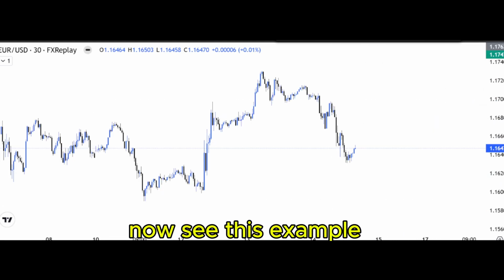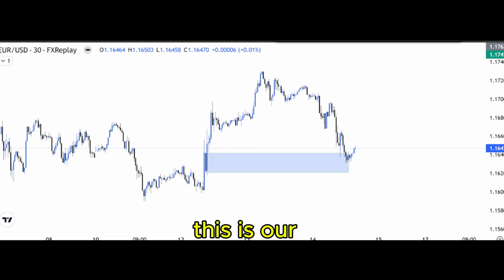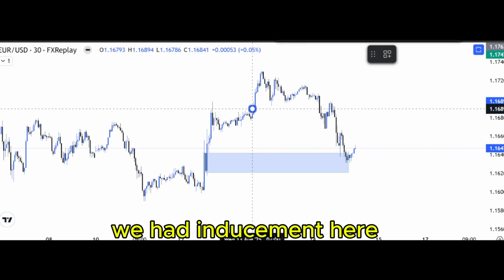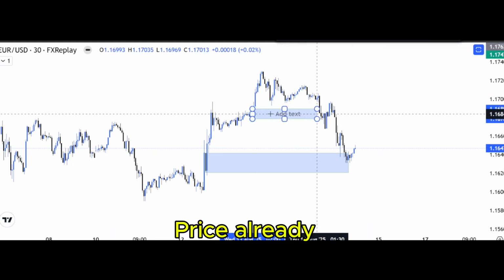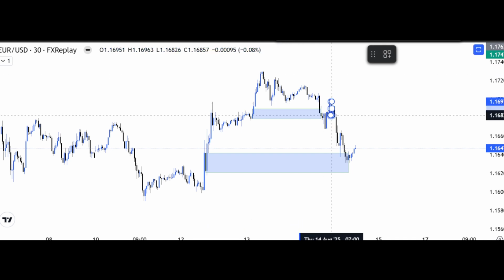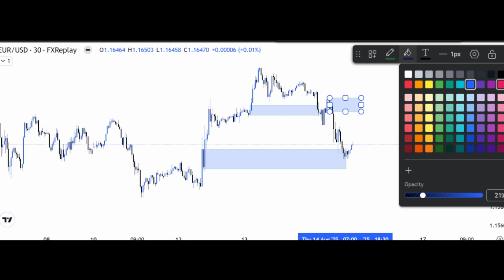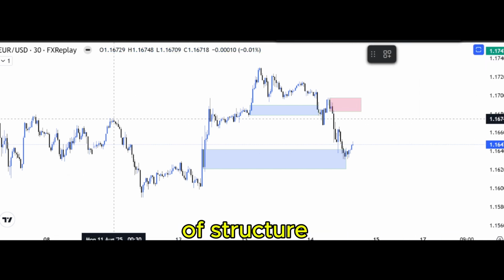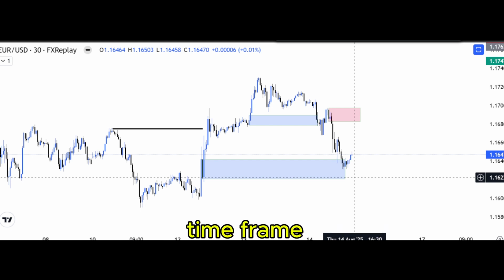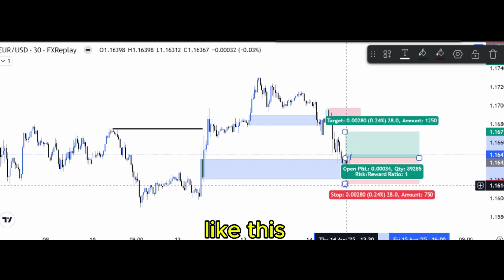Now see this example. What you will do is, step one, mark the higher time frame zone. This is our demand. You can also see we had inducement here. Price already induced, leaving behind a fake supply. This is our breakout structure. As you can see, there are two ways you can enter. Either you can go to lower time frame to look for change of character, or just enter on the rejection like this.